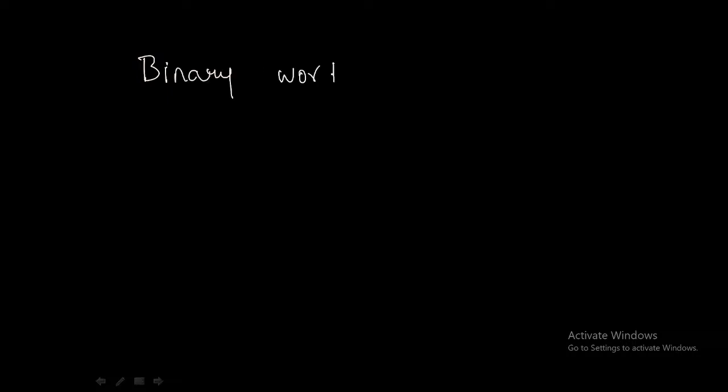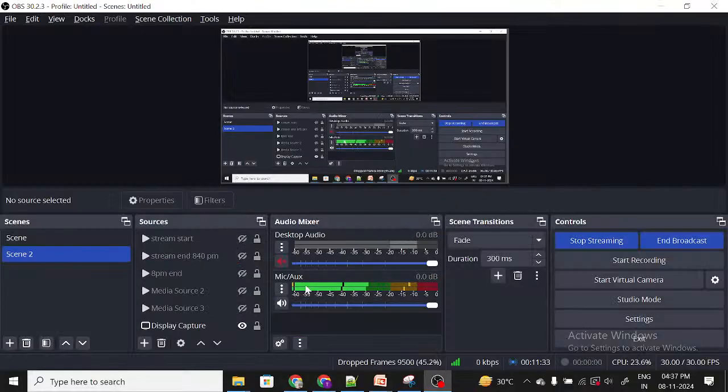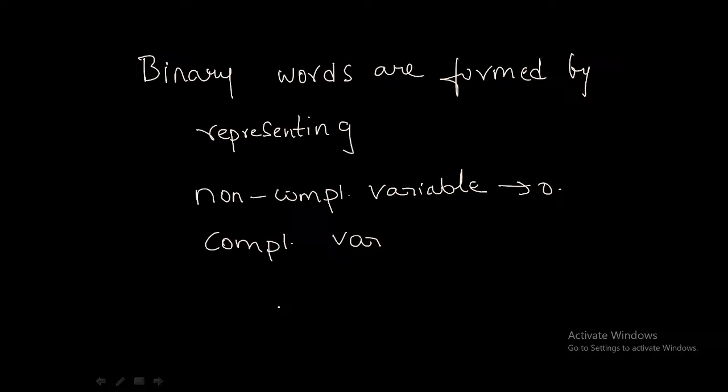So in max terms, binary words are formed by representing non-complemented variables by 0 and complemented variables by 1. Here the non-complemented variables are 0 and complemented variables are 1.